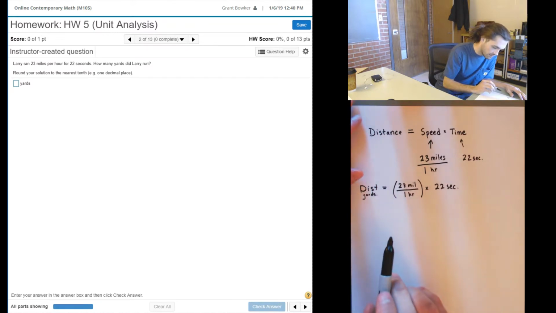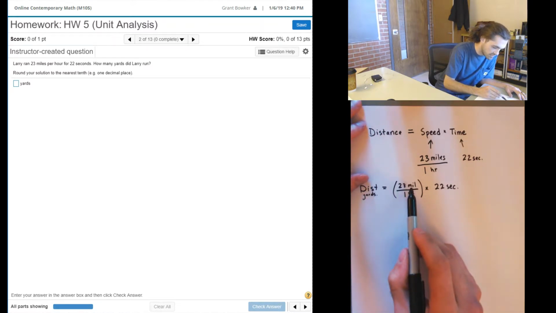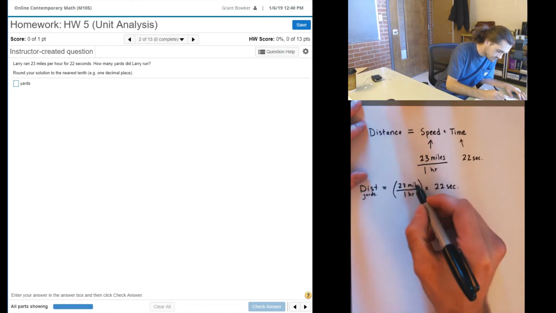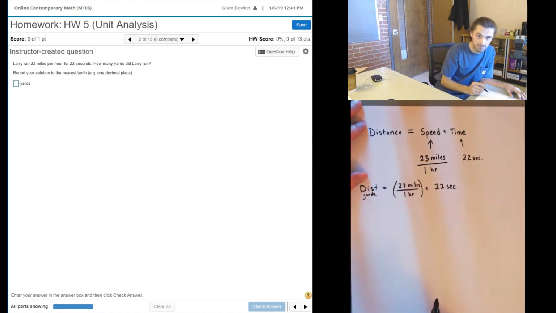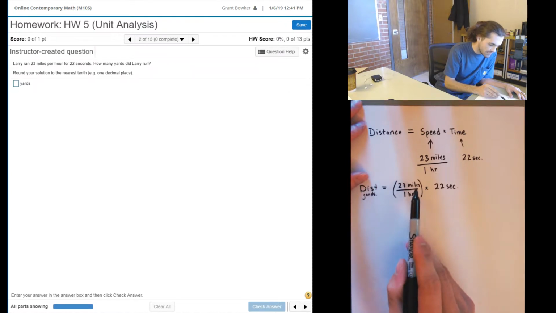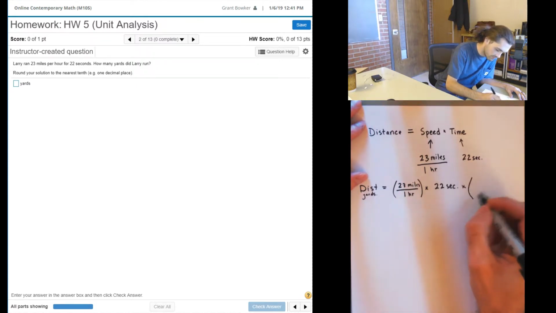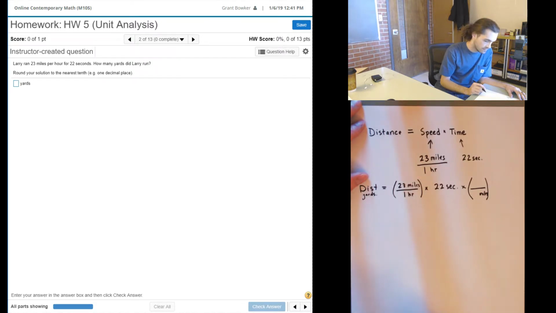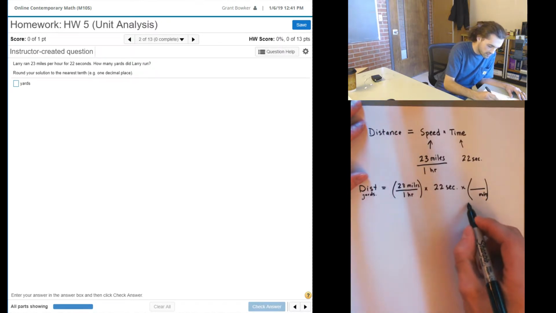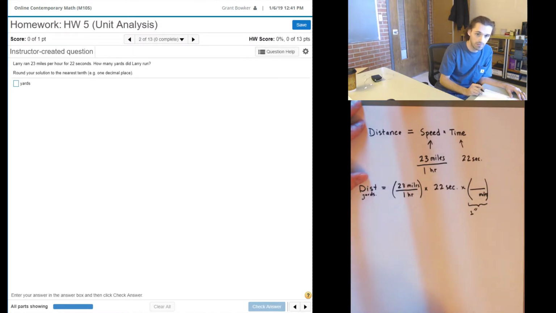So the approach to this is, well, recognize miles is upstairs. I'll go ahead and write that out explicitly, miles. So we have miles upstairs. I want miles to go away because I want yards. I don't want miles. So miles needs to go away. The only way to get miles to go away is if I multiply by a fraction where miles is in the denominator. Now this multiplication by this fraction is only valid if this fraction is equal to 1. Multiplying by 1 leaves your equation unchanged.